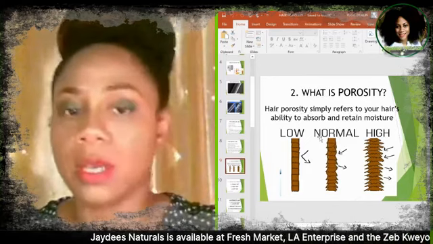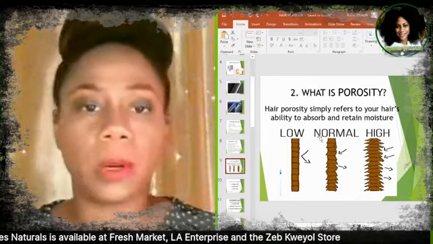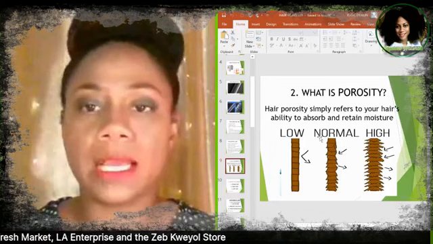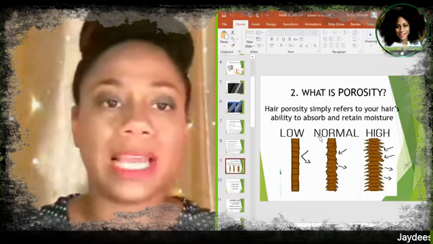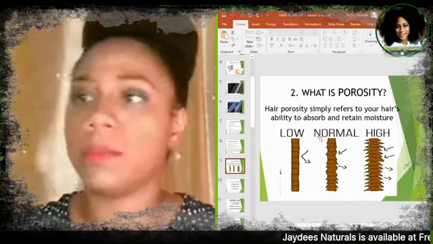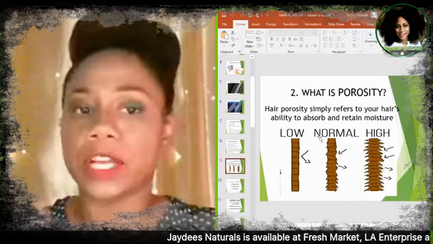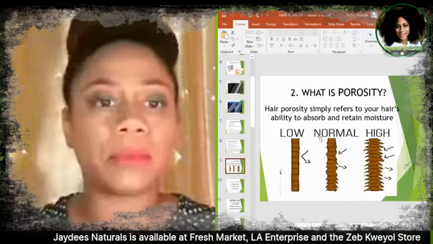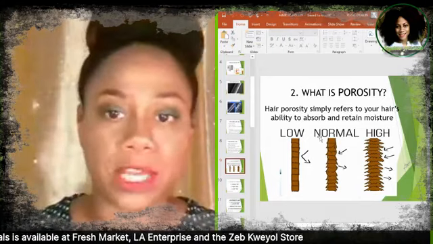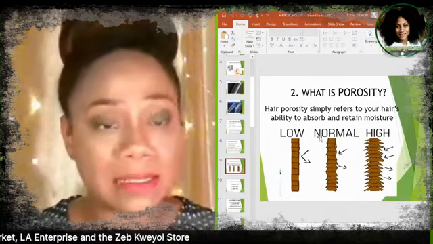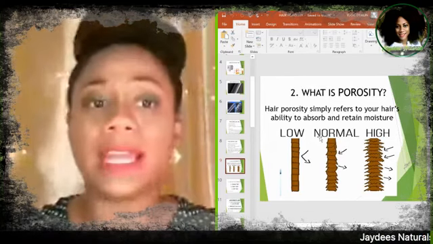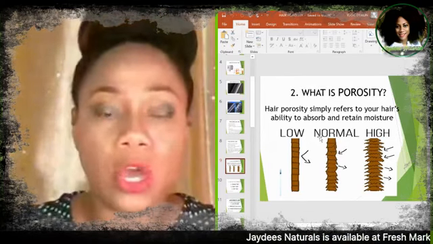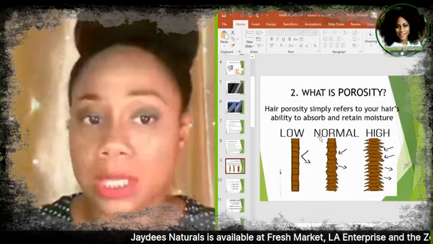Now, we talk about low and high porosity, but it is not just a hard and fast thing. Somebody can't just have low porosity or just have high porosity. It's a spectrum. Different people can be on different levels of that spectrum of porosity. And on your head, you might have different areas where the porosity is not the same.